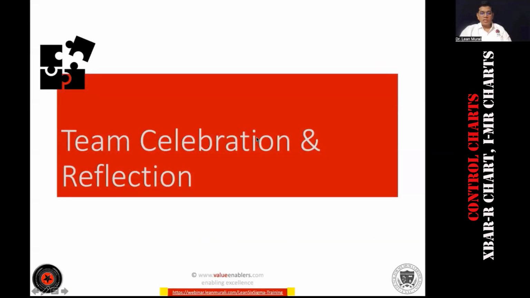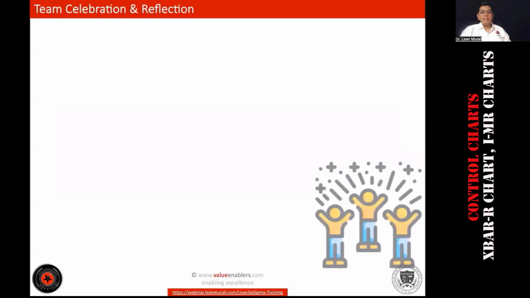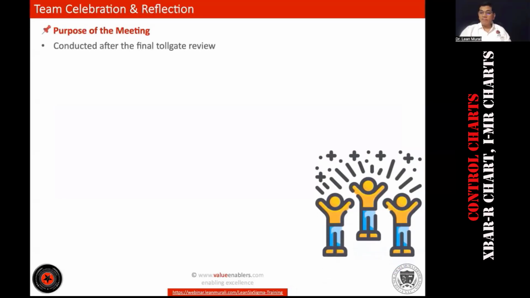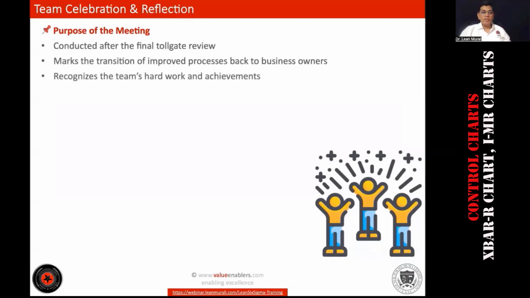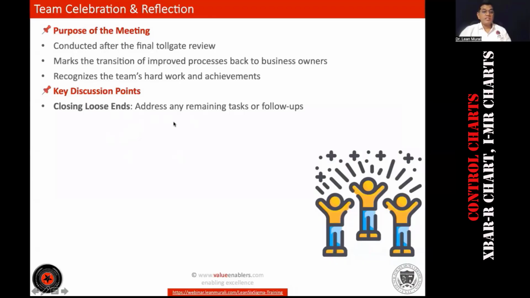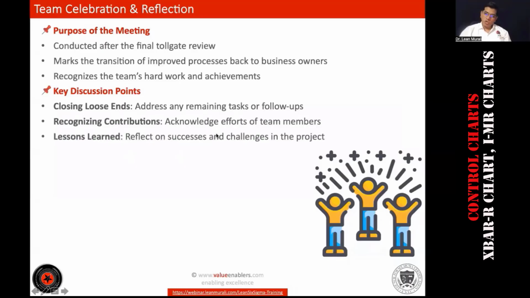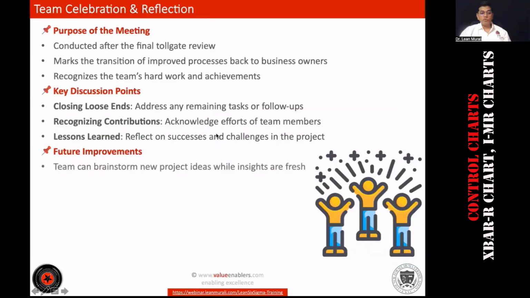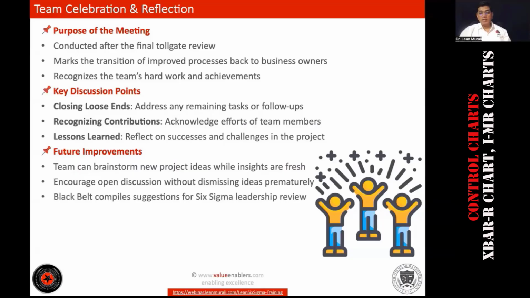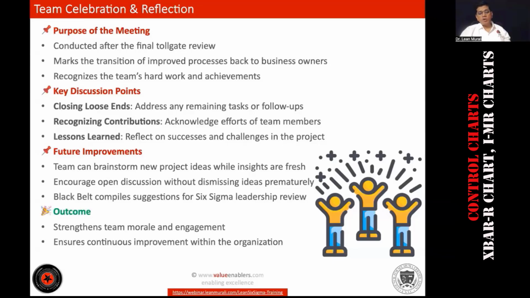Right. So team celebration and reflection, let me logically complete this also. Conduct the final tollgate review, make the transition. Once you complete the control phase, you need to conduct the meeting and celebrate. Close loose ends, address any remaining tasks or follow-up, recognize the contribution of team people, and jot down the lessons learned so that they are useful for the future. The team should brainstorm on new projects and fresh ideas, and you need to make sure that this becomes a model for the next projects. This strengthens team morale and engagement.